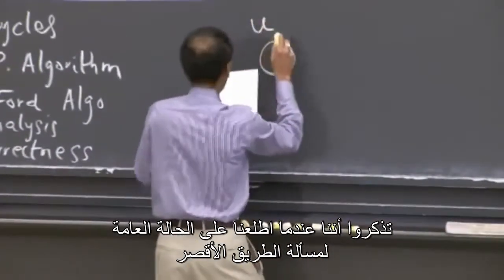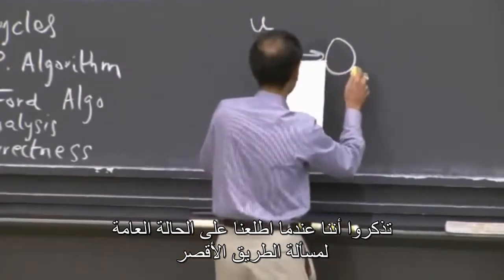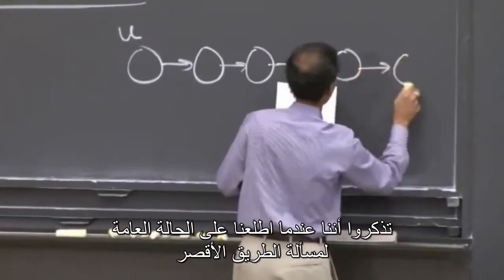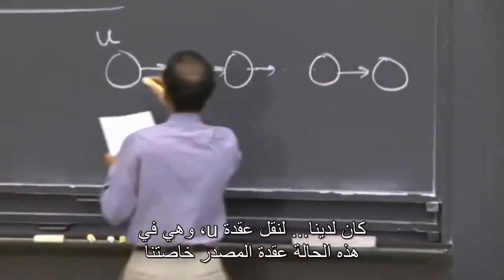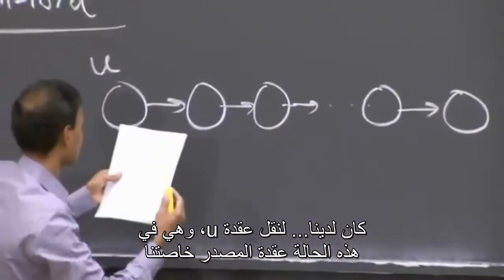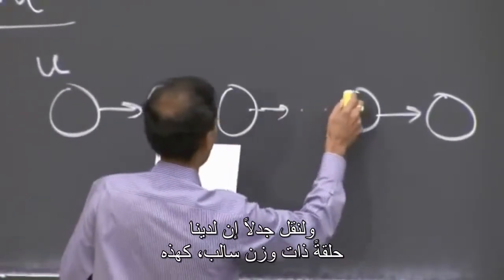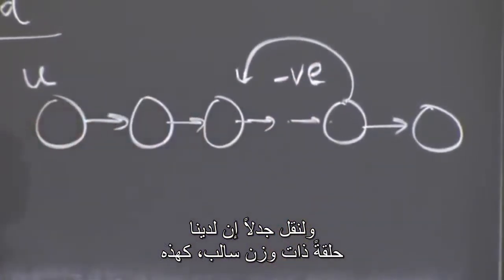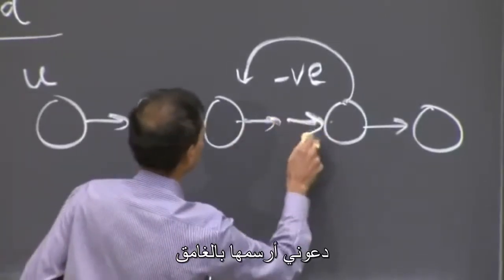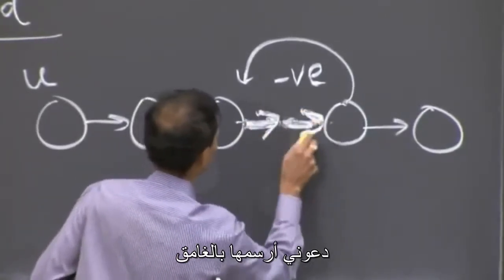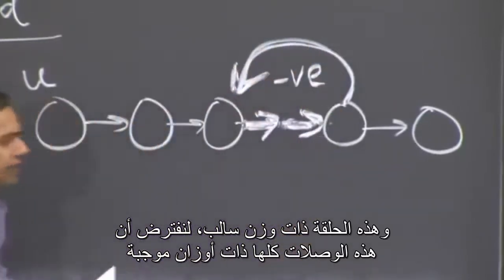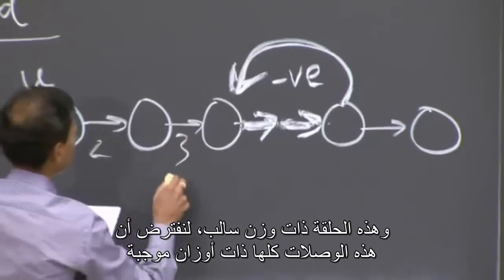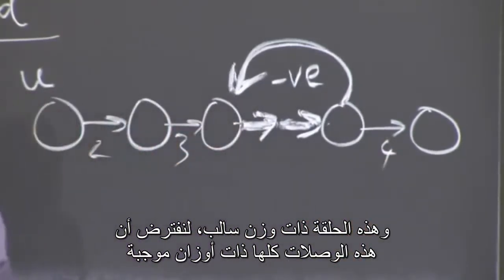So recall that when we look at the general case of the shortest path problem, we're going to have, let's say, a vertex u that in this case happens to be our source. And let's say, for argument's sake, that we have a negative weight cycle like so. So let me draw this in bold. And this happens to be a negative weight cycle. Let's assume that all of these edges have positive weights.